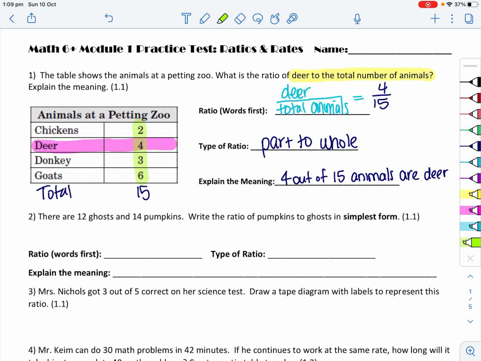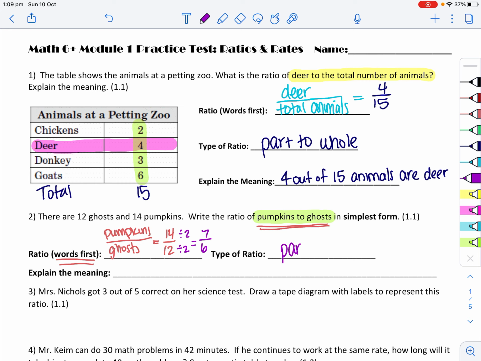For number 2, it says there are 12 ghosts and 14 pumpkins. Write the ratio of pumpkins to ghosts. Remember that for ratios, order matters. So when it says words first, I'm going to write these words in the correct order. So it's going to be pumpkins over ghosts. And that is going to be 14 over 12. And then 14 and 12 both have a 2 in common. So my final ratio is going to be 7 over 6.